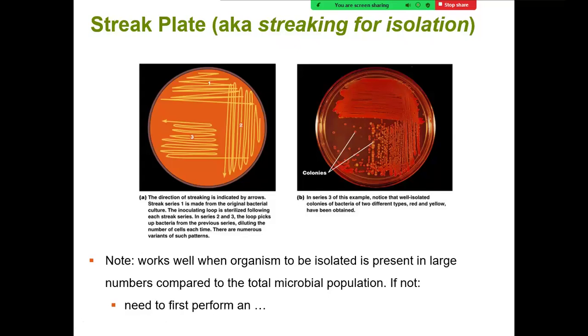Colony streaking works well when the organism to be isolated is present in large numbers compared to the total microbial population. If the organism of interest is very rare, then you'll need to grow it first in an enrichment media and then streak it out. Any question about any of that?